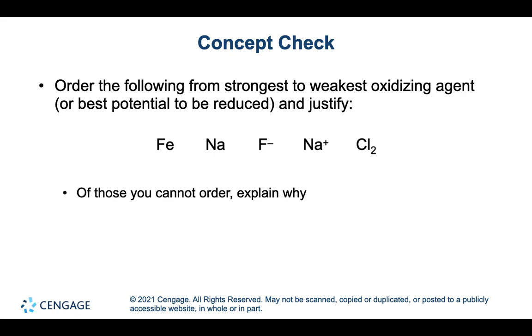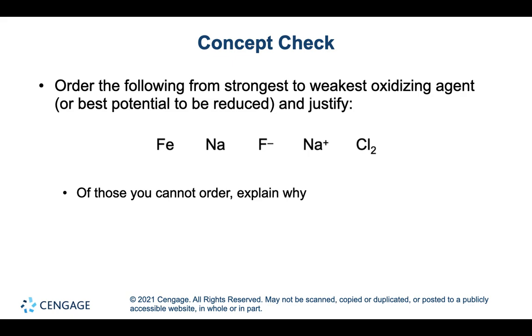Okay, let's pause here and do a little concept check. Order the following from strongest to weakest oxidizing agent. Now remember, oxidizing agent is based on the ability to be reduced. So, looking at these, which one of these things can be reduced? And remember, some of these may not even be capable of being reduced.